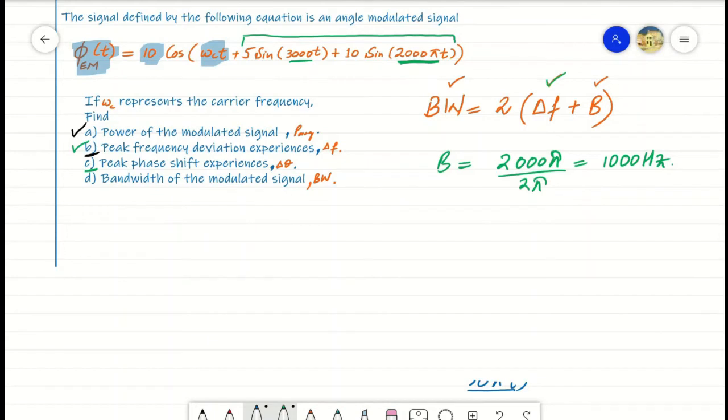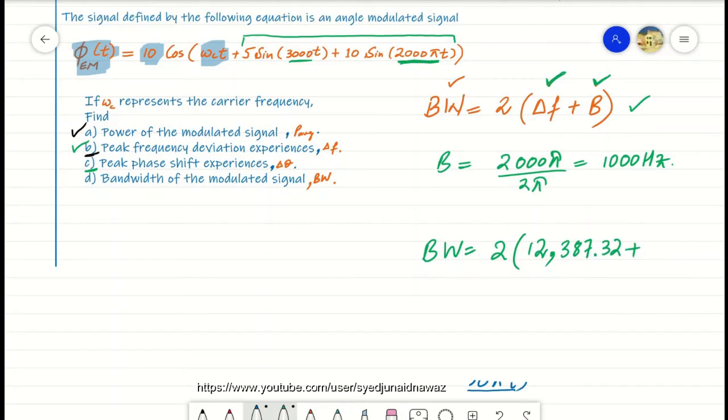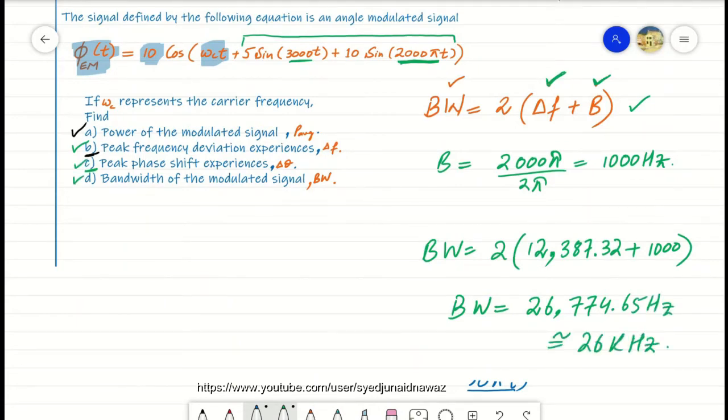So by substituting the value of delta f which we calculated in part B, and the bandwidth of the information signal that is equal to 1000 Hz, in this expression, we can obtain the bandwidth of the modulated signal as equal to 2 times (12,387.32 plus 1000), as 1000 is the bandwidth of the information signal. After some mathematical calculations, the bandwidth of this modulated signal is equal to 26,774.65 Hz, that is approximately 26 kilohertz. That is the calculation for part D of this example.